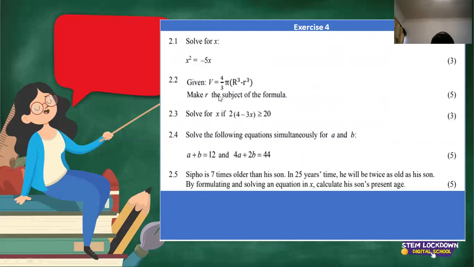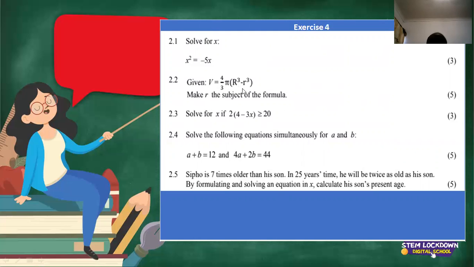We first have to multiply both sides by 3 to get rid of this 3. So we have 3v equals 4 pi, capital R cubed minus small r cubed.